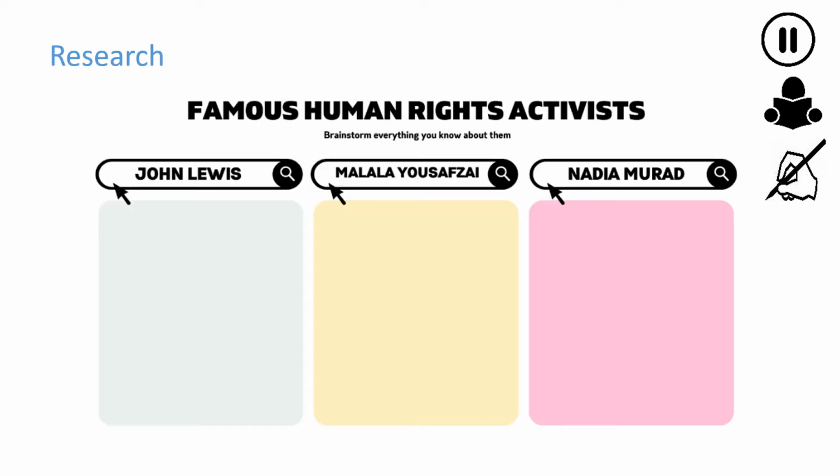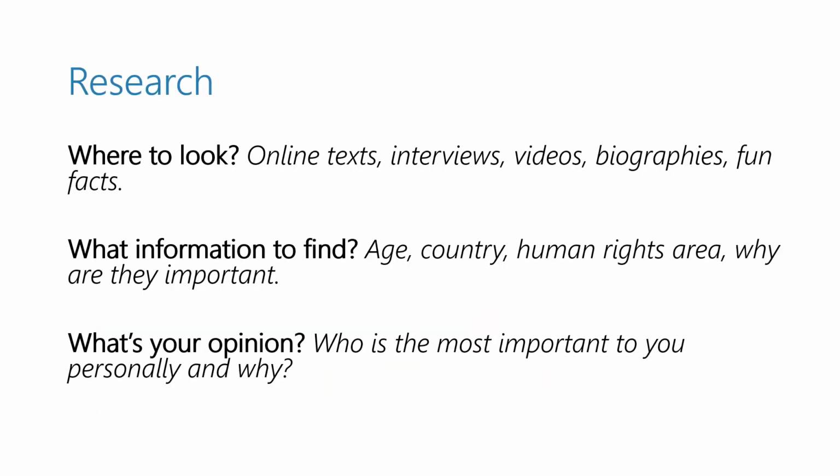And now you will do research about the three people from the first activity and complete this chart. And how do you do that? Here are some suggestions. You can search online for some texts, interviews, videos, biographies, or different fun facts about these people. And what should you be looking for?